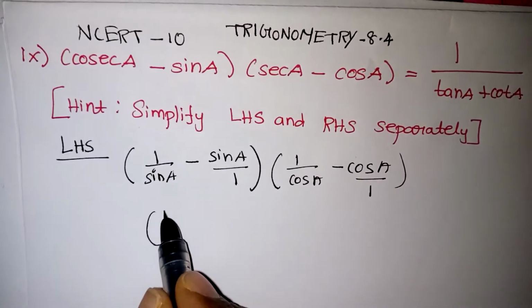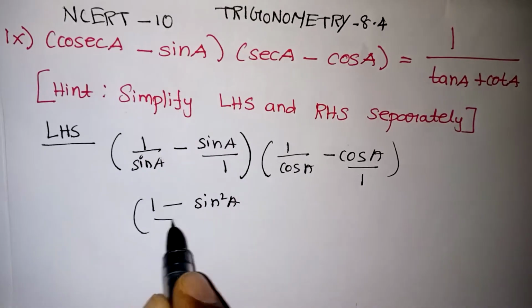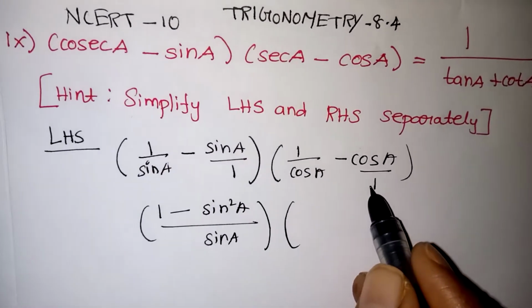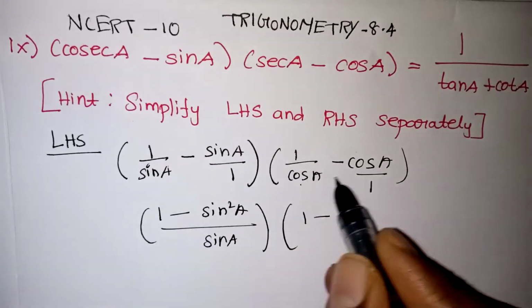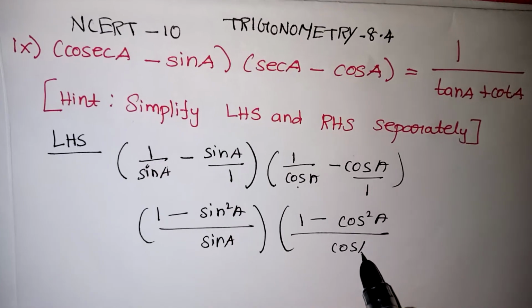1 into 1 will be 1. Sin A into sin A will be sin squared A, by sin A into 1 will be sin A. Same way we are taking the reciprocal for this term: 1 into 1 is 1, cos A into cos A will be cos squared A, by cos A.